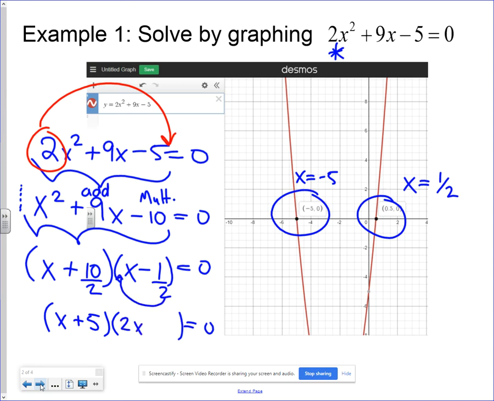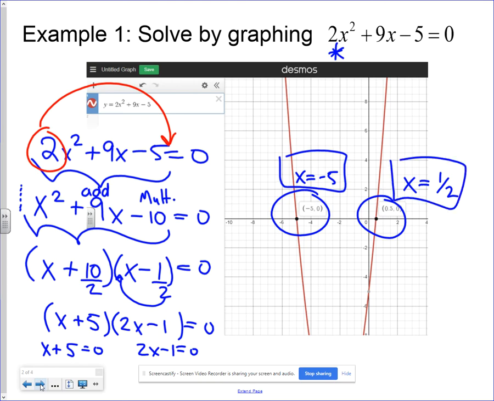So we get 2x minus 1 equals 0. And then set both of these equal to 0 and solve. And if you take both of these expressions and set them equal to 0, you get x equals negative 5 and x equals 1/2, which we got really quick by just graphing it and seeing where it intersects, the x-intercepts.